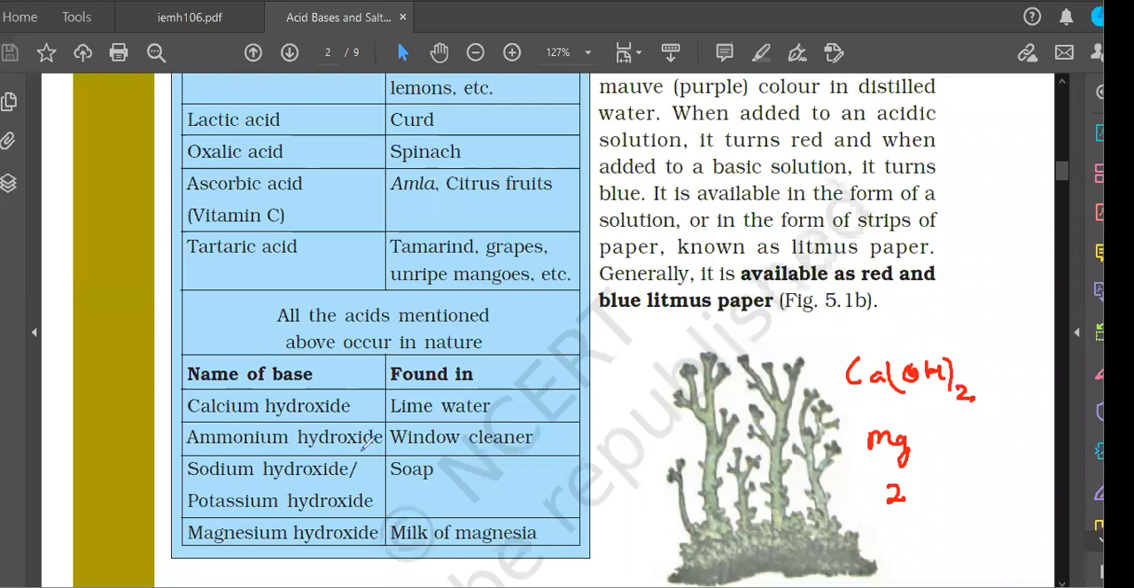Now we have window cleaner, ammonium hydroxide, soap, we have sodium hydroxide or potassium hydroxide. Milk of magnesia, we have magnesium hydroxide. So this table you have to remember.